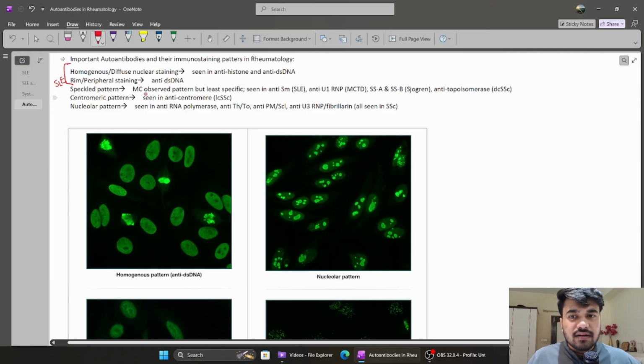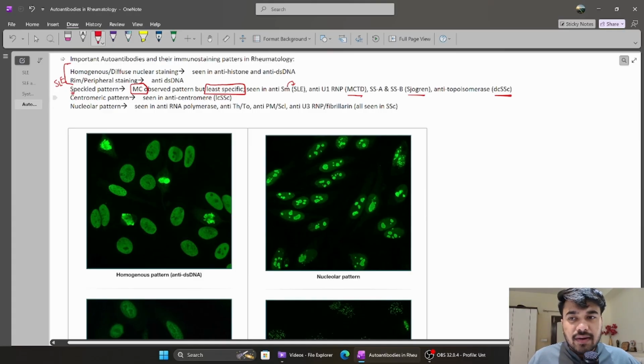Then we have the speckled pattern. Speckled pattern is the most commonly observed pattern, and since it is the most commonly observed pattern, this is the least specific pattern as well, right? It can be seen in anti-Sm antibody, which is specific for SLE, anti-U1 RNP, which is specific for mixed connective tissue disease, then anti-SSA and SSB antibodies, which are specific for Sjogren syndrome, and anti-topoisomerase antibody, which is specific for diffuse cutaneous variant of systemic sclerosis. So since speckled pattern can be seen in so many different conditions like SLE, MCTD, Sjogren, etc., it is not very specific for any single condition. Hence, it is the least specific pattern.